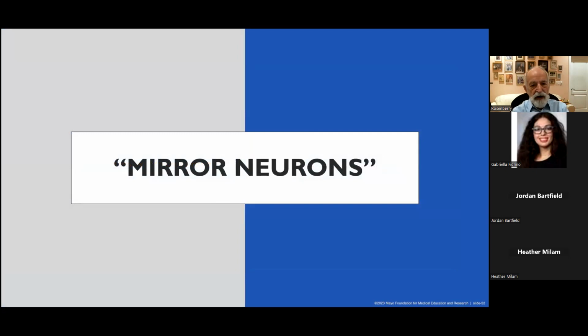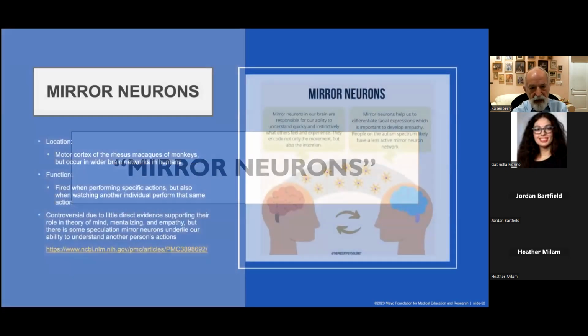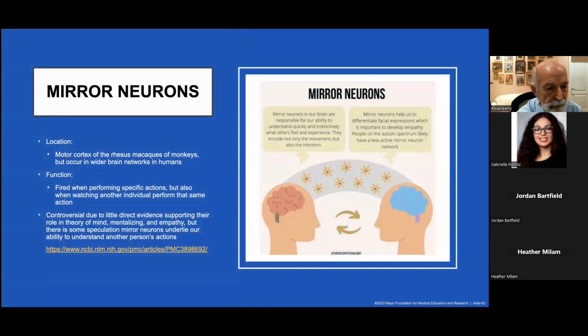And mirror neurons are thought to be a component of that. They were initially identified in primates, and their function is to fire when performing specific actions, but also when watching another individual perform that same action. And they're controversial due to little direct evidence supporting their role in the theory of mind, mentalizing, and empathy, but there is some speculation mirror neurons may underlie our ability to understand another person's actions. And I think that's the concluding slide of this chapter.